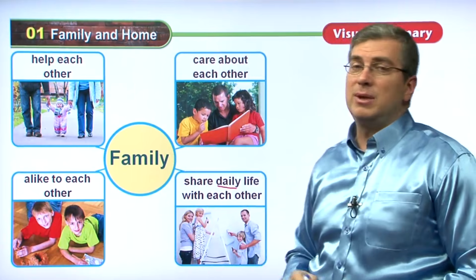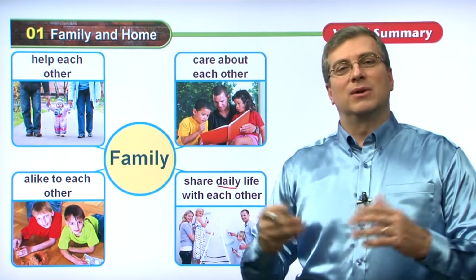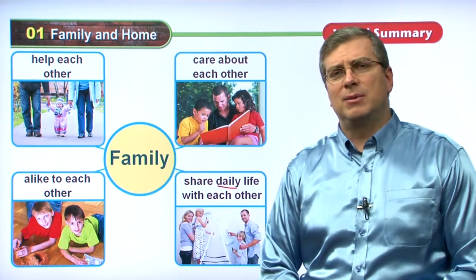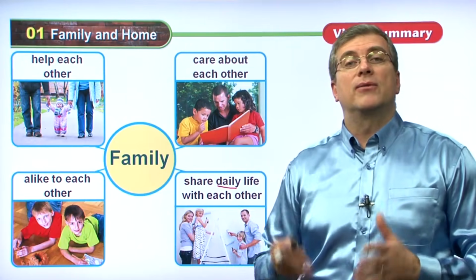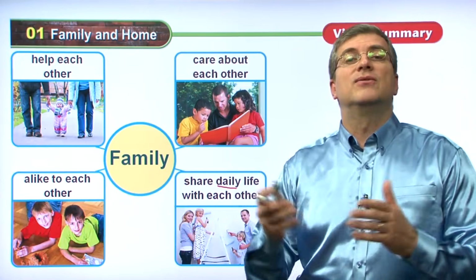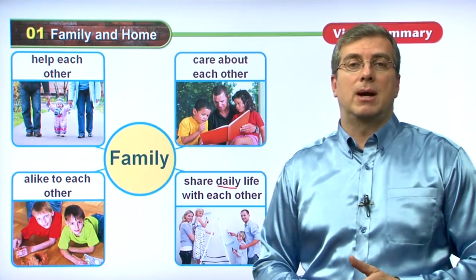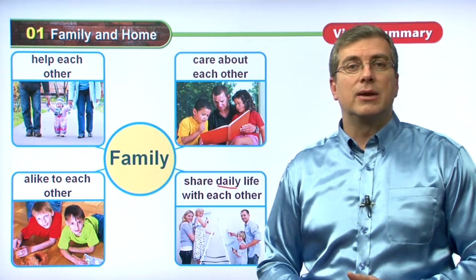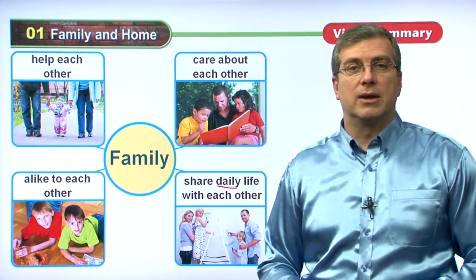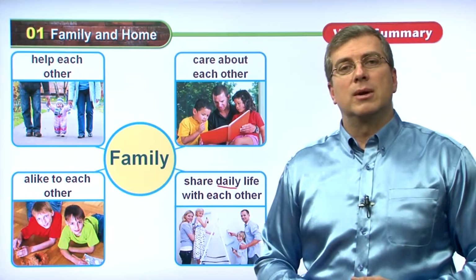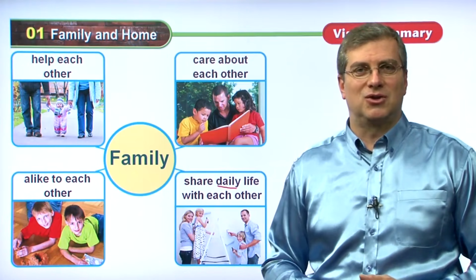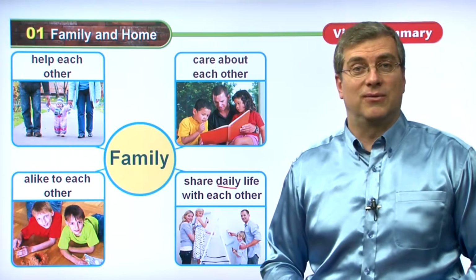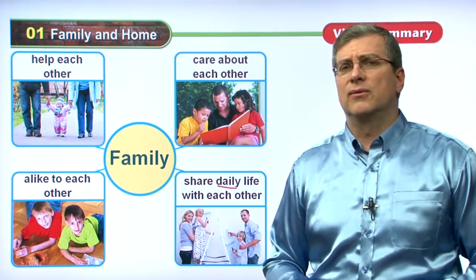Okay, so this is Unit 1 from the Social Studies Book 2. We are talking about family and home. We've learned a lot of interesting things about family. We've talked about the roles of the family members. We've talked about families that care about each other, and that's very important. Families do care about each other. Most families live together. They share their daily lives together. So, don't take your family for granted. In other words, think deeply about your family. Think about your role in the family. Think about how important your family is to you.